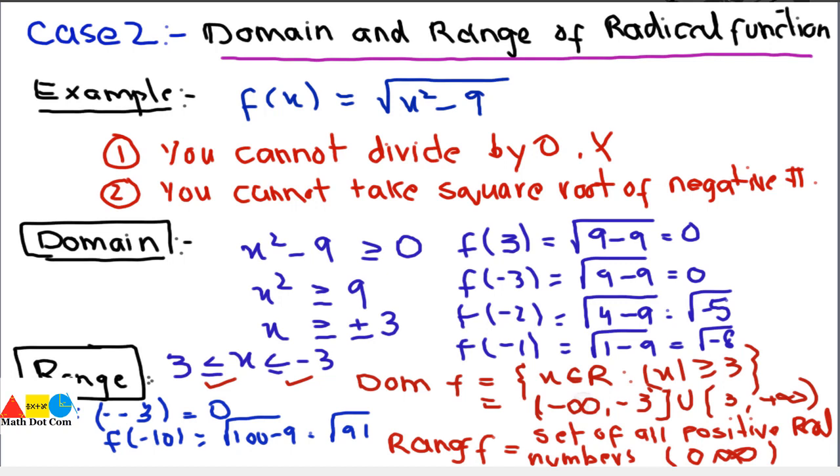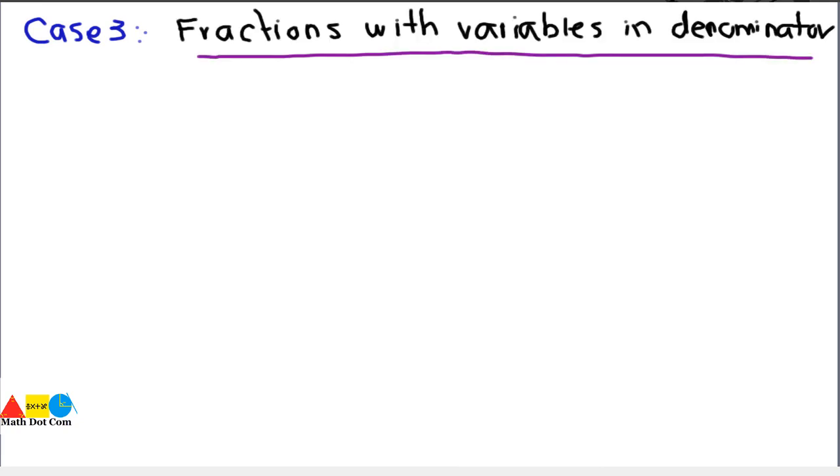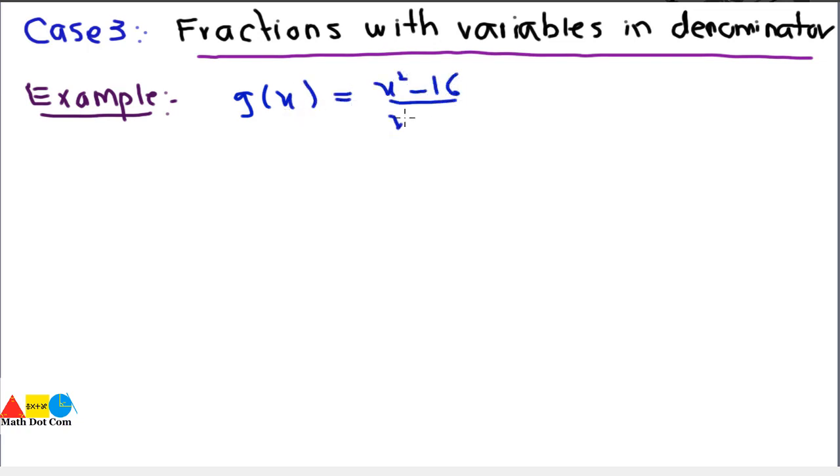Now we move towards case 3, where we have a fraction with the variable in the denominator. We have an example: the function g of x is equal to x squared minus 16 divided by x minus 4. Let's find its domain first, and then the range.